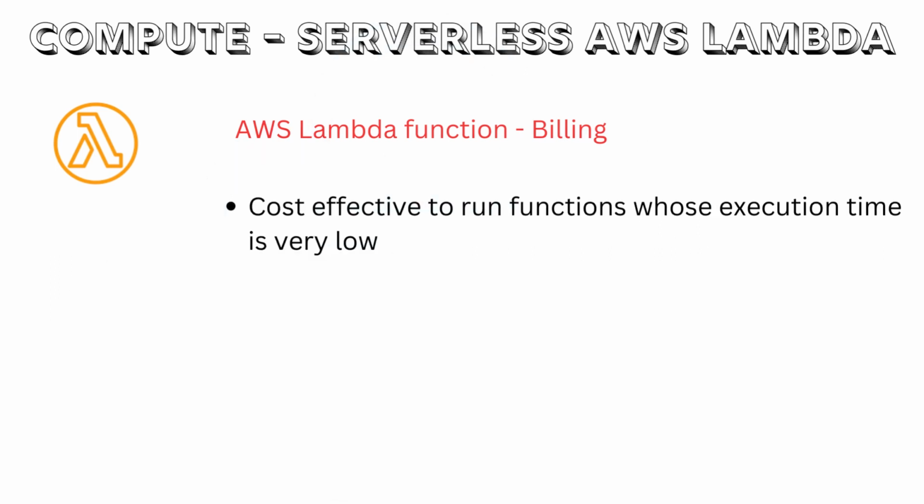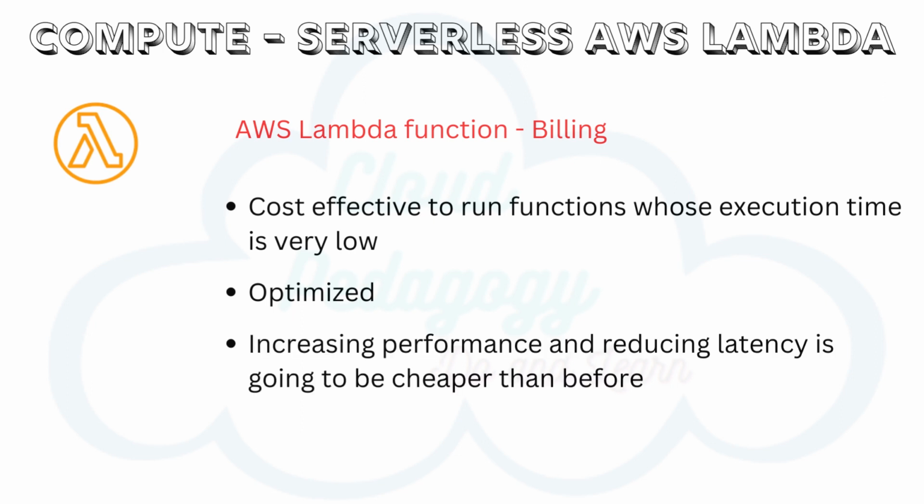With this pricing, it can be very cost effective to run functions whose execution time is very low, such as functions with durations under 100 ms or low latency APIs. Also, there is now more of an incentive to optimize the duration of functions even if it is already well below 100 ms. Your engineering efforts can reduce costs even more. That means that increasing performance and reducing latency is going to be cheaper than before.